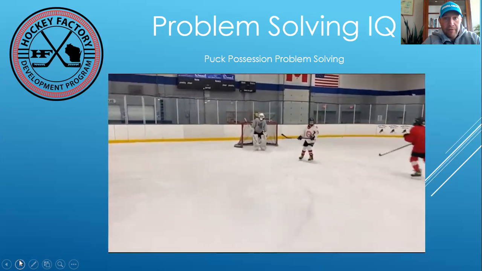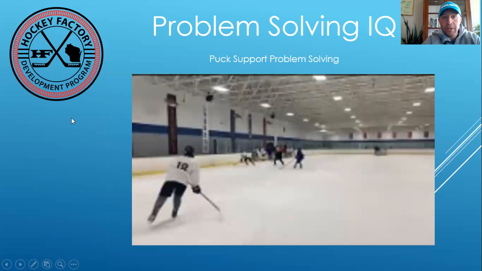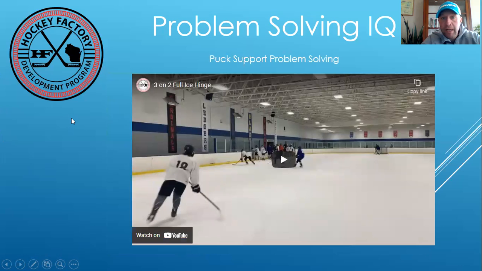Next slide we have here, we have puck support, problem solving IQ. One of the big things about puck support problem solving IQ is keeping the players in a position that they are staying in a low contested area for puck support for the puck carrier. We want them to be able to get the puck and then make the secondary play to another area of the ice that's low contested, so we can create an offensive chance for our players.